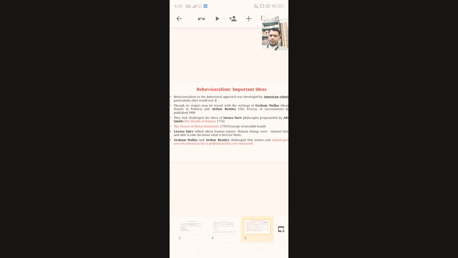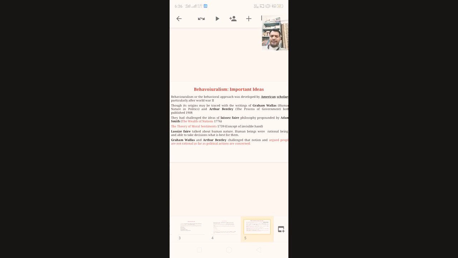So, behavioralism, or the behavioral approach, was developed by American scholars, particularly after World War II. Though its origins may be traced to the writings of Graham Wallas, whose famous book was Human Nature in Politics, and Arthur Bentley, whose famous book was The Process of Government. Please remember the names of these books. Both books were published in the year 1908.